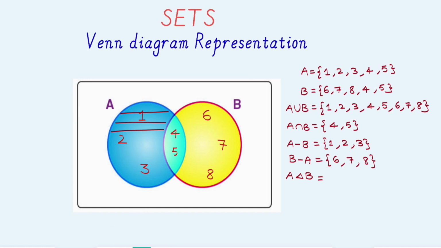So what are the elements that come under A delta B? The elements are only 1, 2, 3, 6, 7, 8. So these are the elements of A delta B.